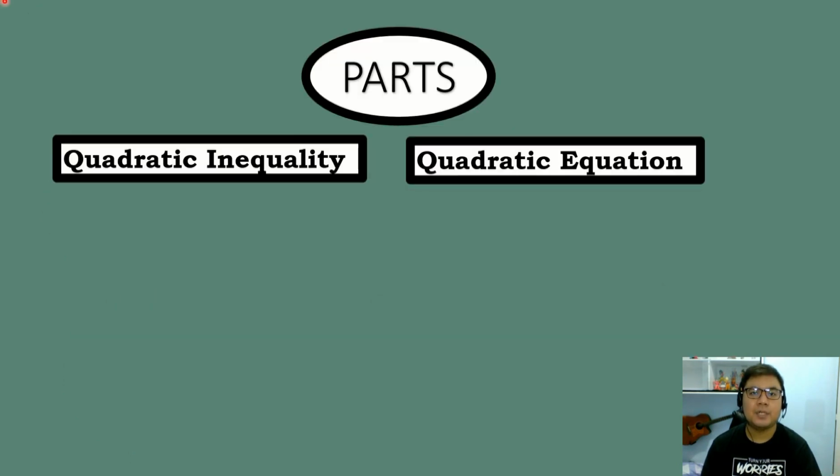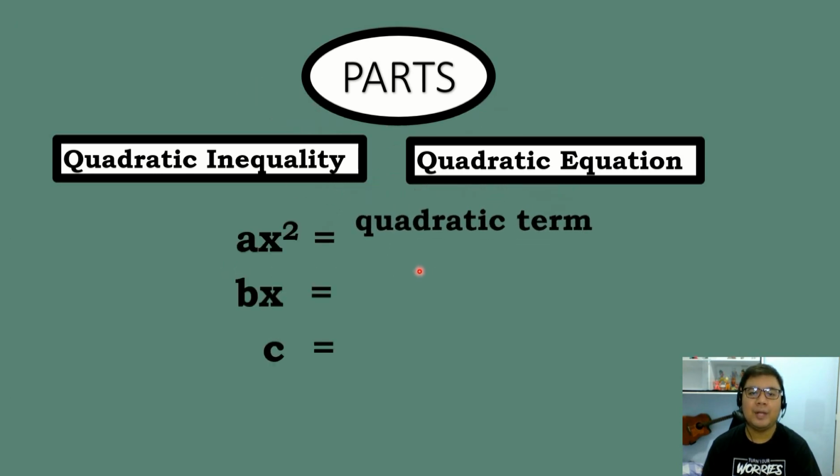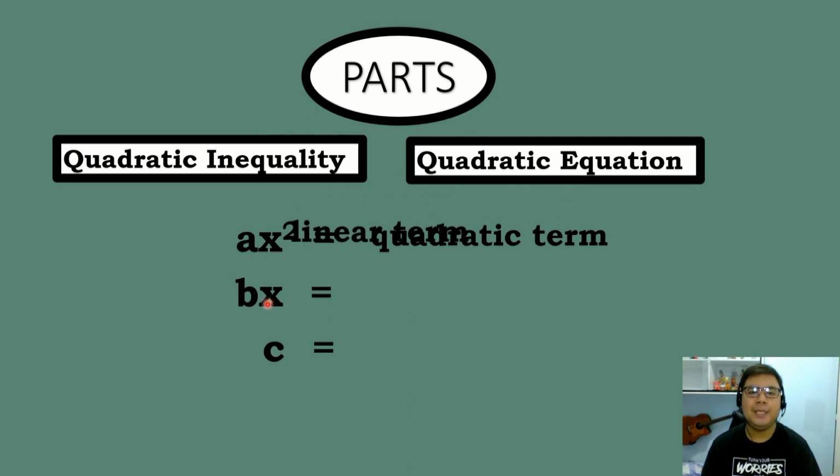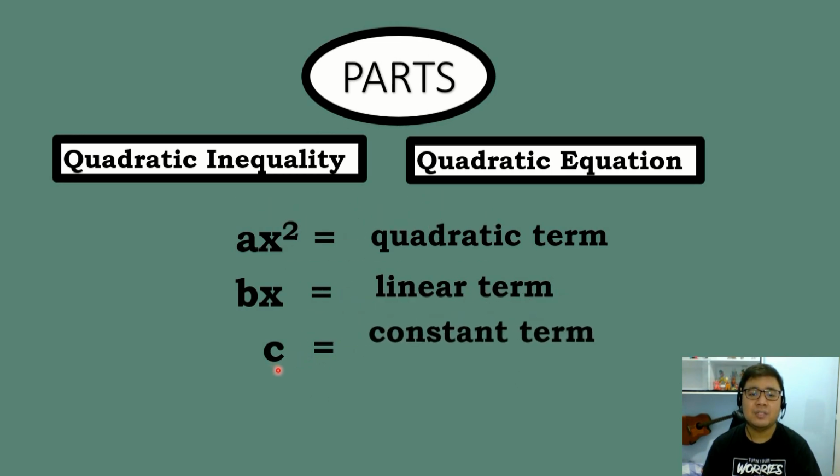Pagdating naman sa parts ng quadratic inequality, parehas lang siya sa parts ng ating quadratic equation. So yung ax squared natin, ang tawag dyan ay quadratic term. Yung bx, ang tawag naman dyan ay linear term, while yung c is called the constant term. So they have the same parts.